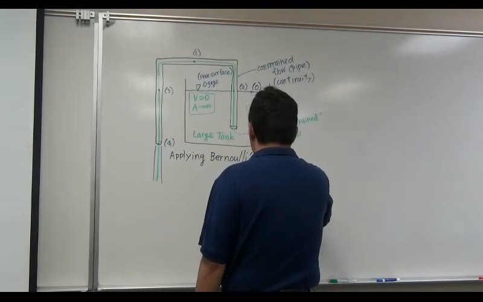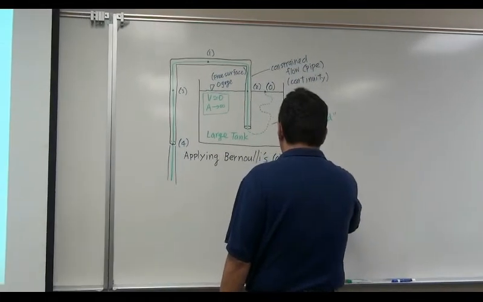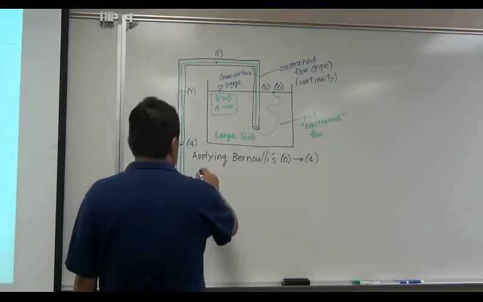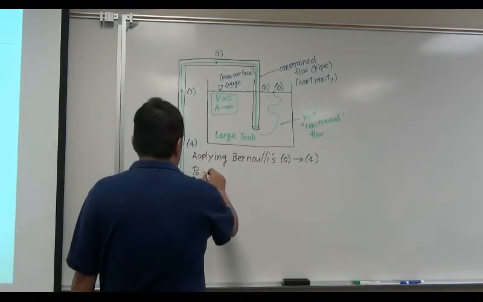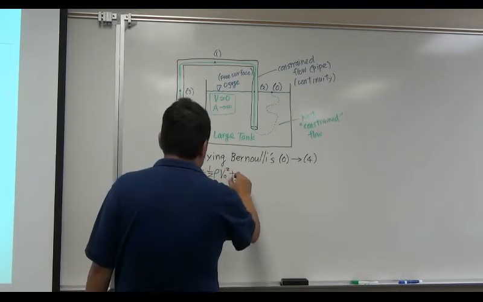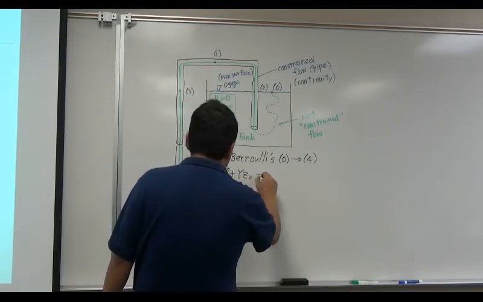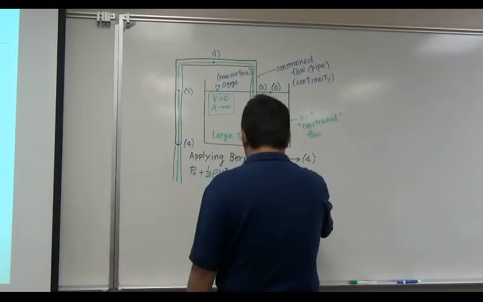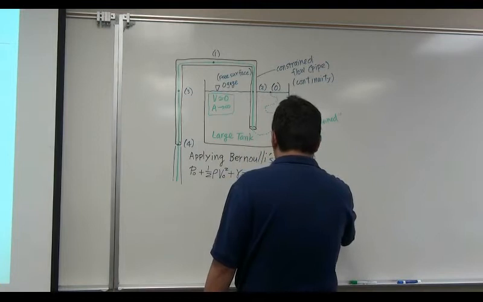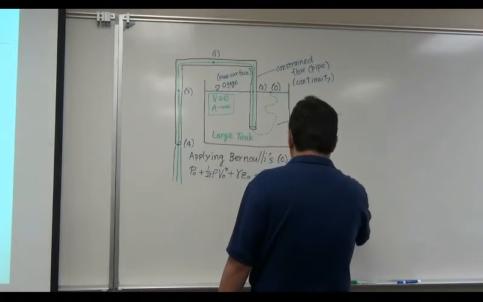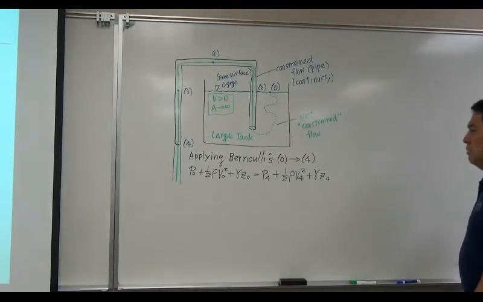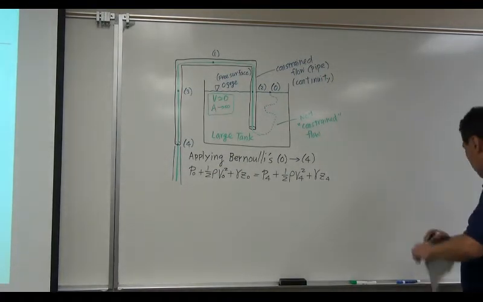So between location 0 to location 4, so you have P0 plus 1/2 rho V0 square plus gamma Z0 is equal to P4 plus 1/2 rho V4 square plus gamma Z4. This is Bernoulli's equation between point 0 and point 4.